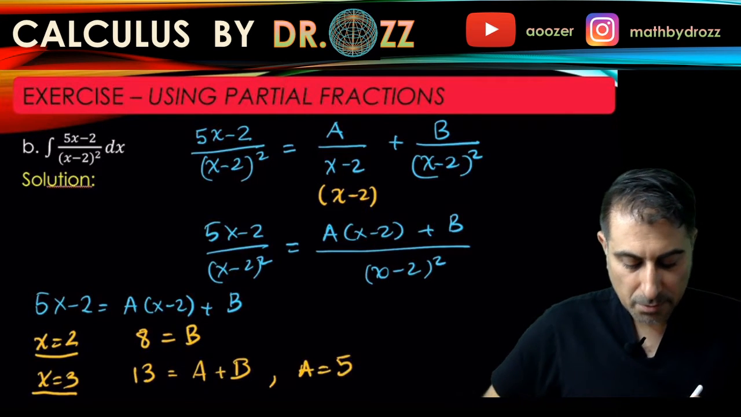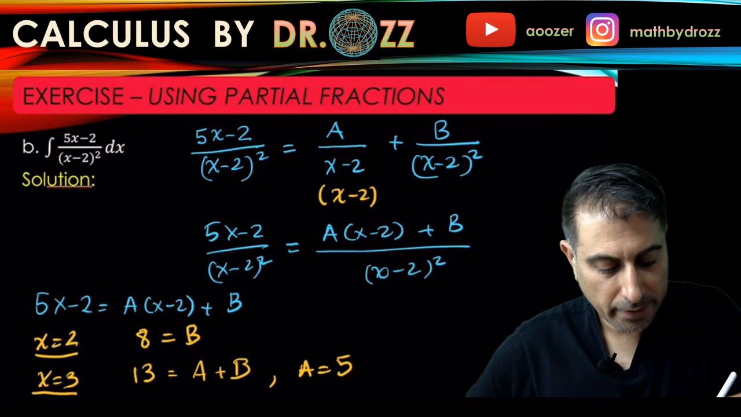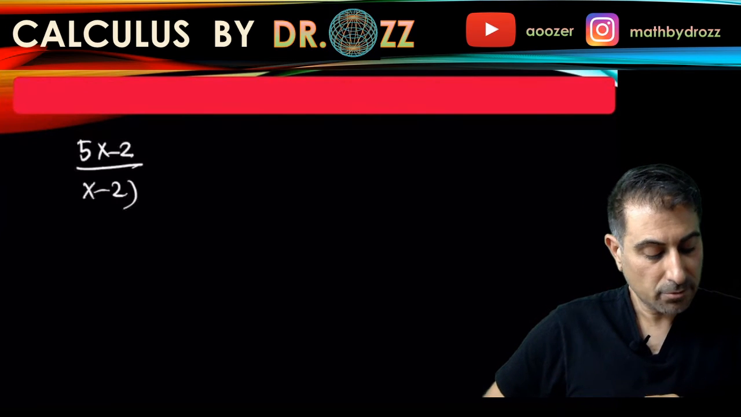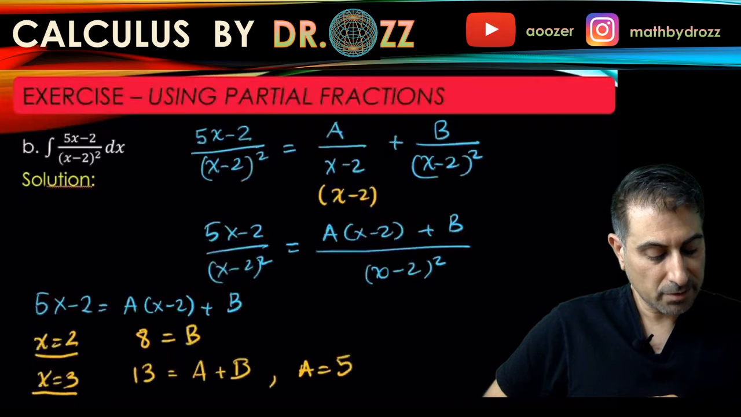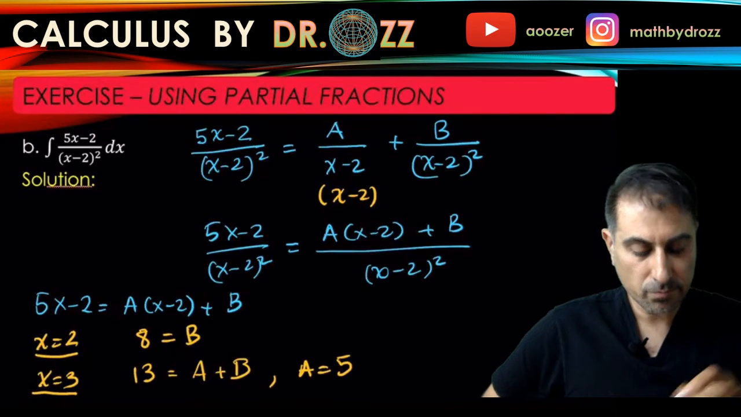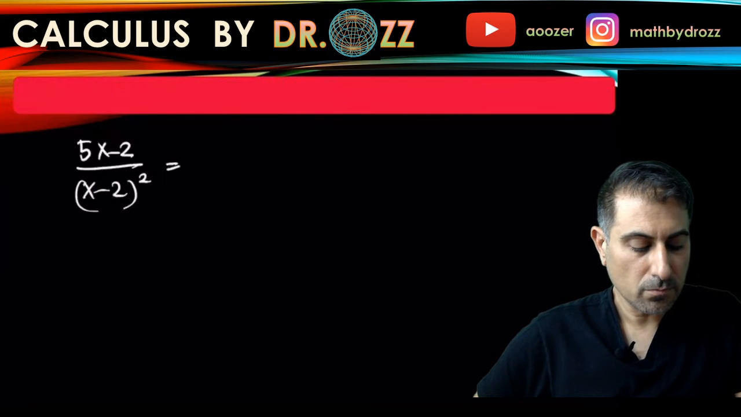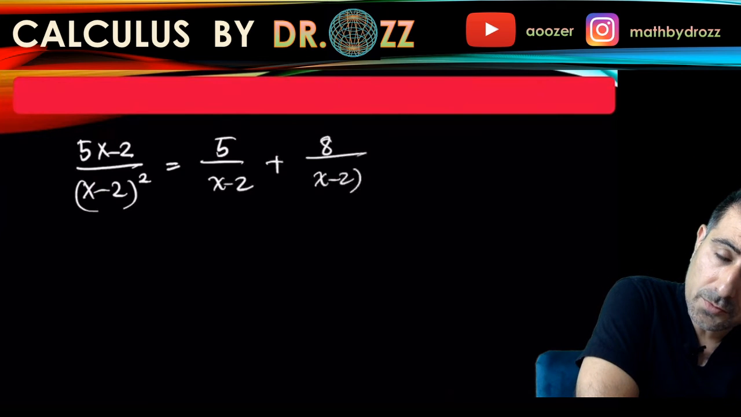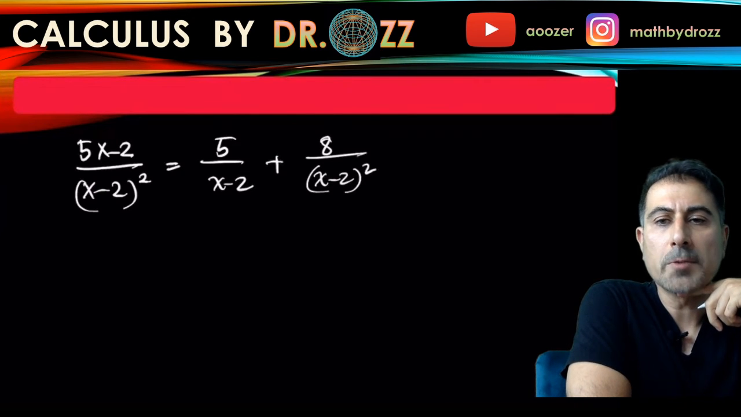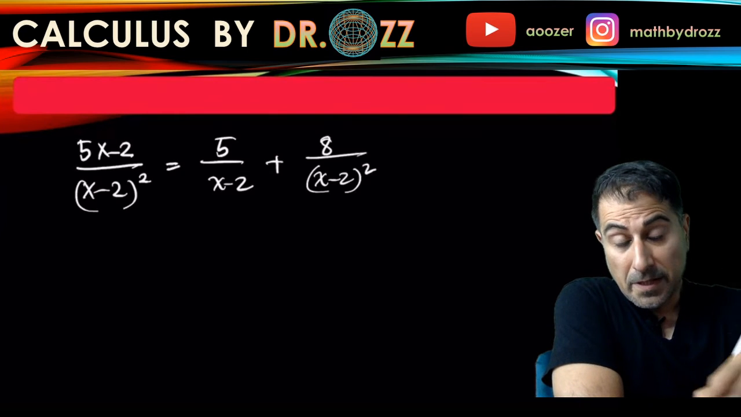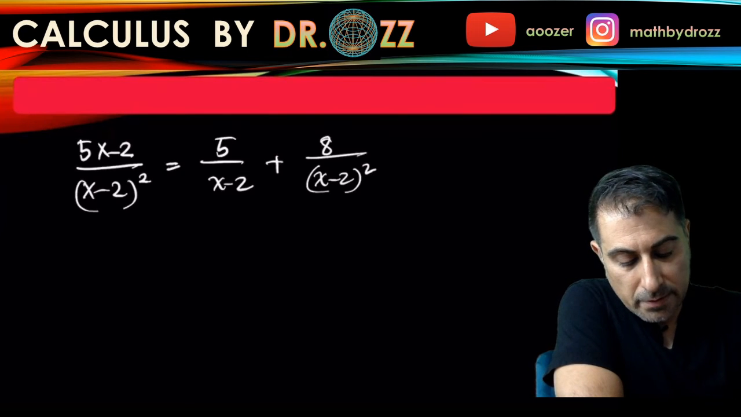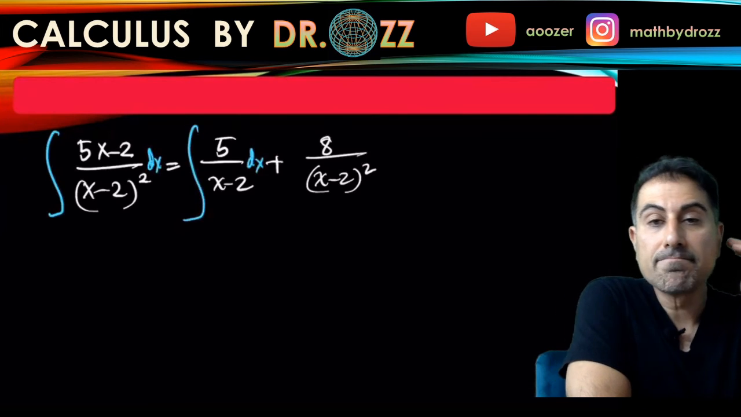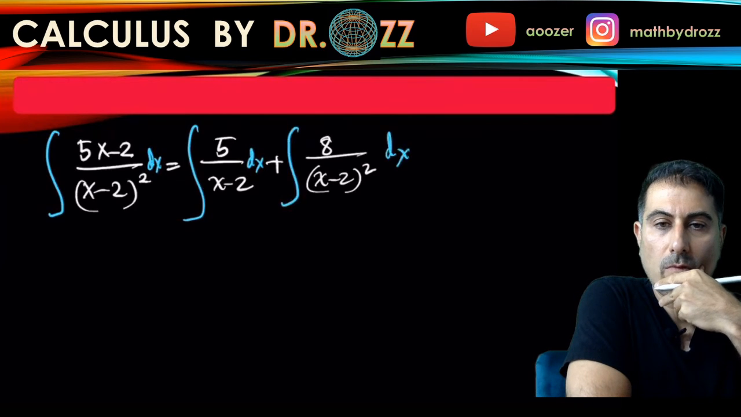So (5x - 2)/(x - 2)² is decomposed as 5 over (x - 2) plus 8 over (x - 2)². Okay, great. So if I want to integrate this, here we go, I'm integrating this, and I am integrating this. Okay? So let's see what we can do.